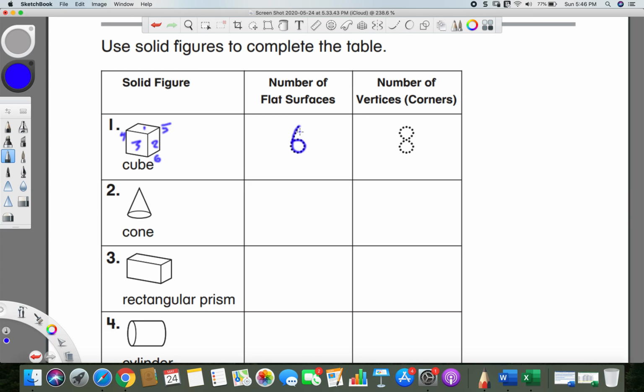Remember, get yourself a tissue box or something. Or if you find something else around that has a square shape, it's a cube, go ahead and feel free to use that too. All right, so it has 6 flat surfaces, but let me get rid of those, because I'm going to have to keep writing and I don't want anybody getting confused.